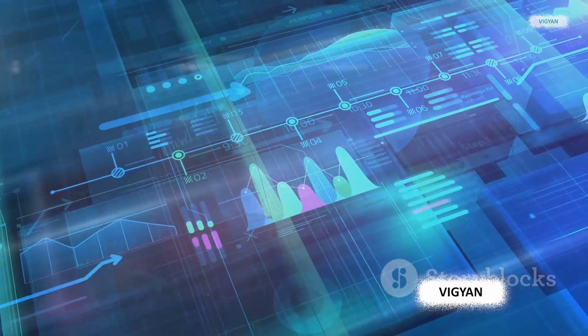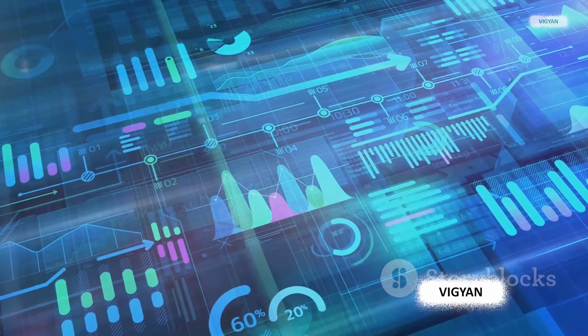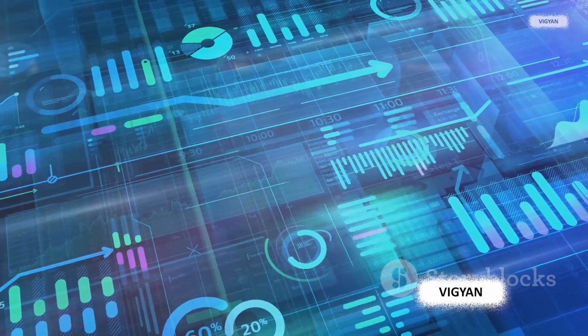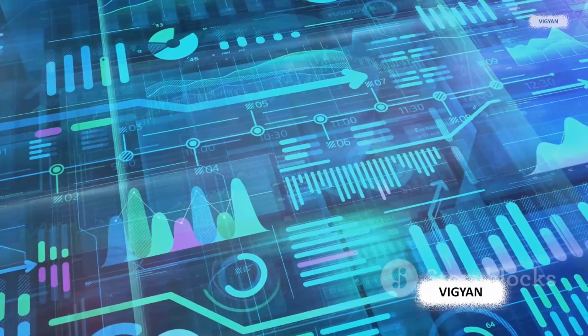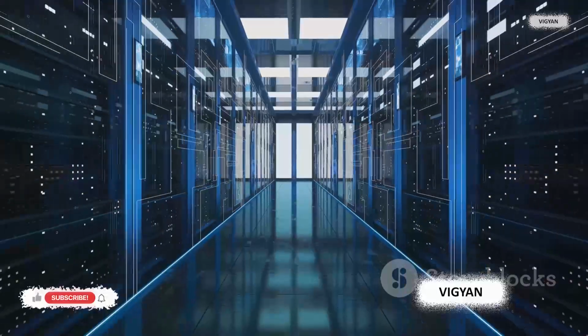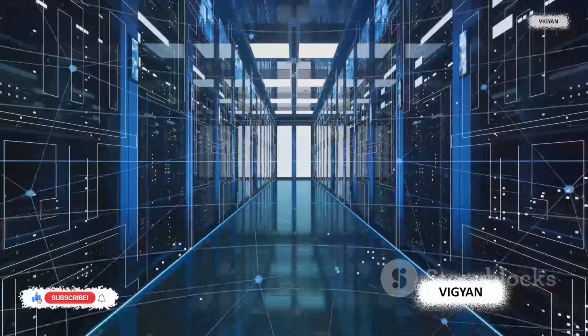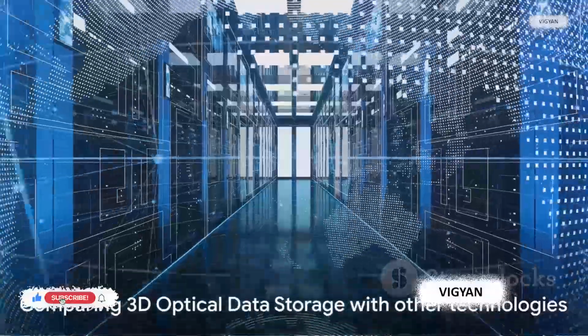Moreover, in the era of big data, businesses are continuously generating and processing vast amounts of information. 3D optical data storage provides a solution for storing these data securely and efficiently, enabling businesses to gain valuable insights and make informed decisions. Impressive, isn't it?